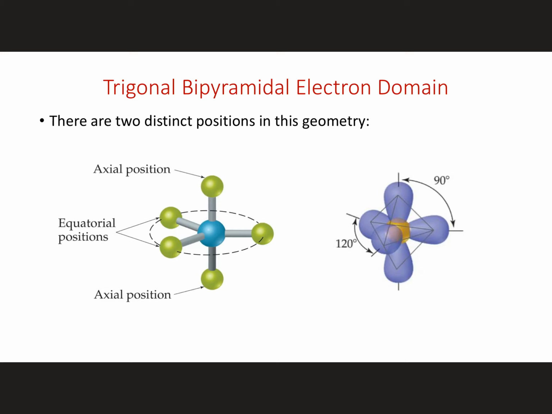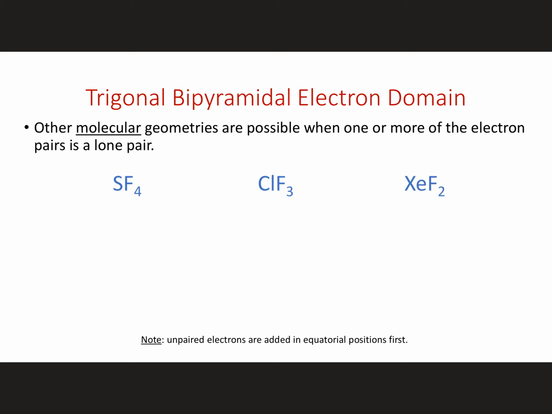So that means there are two distinct locations within these geometries. They are not chemically equivalent, because my bond angles are different. So the axial positions, along the axis, and our equatorial positions, along the equator. That's going to give us the two different bond angles that we observe with trigonal bipyramidal geometry. So let's work through a few examples of that.